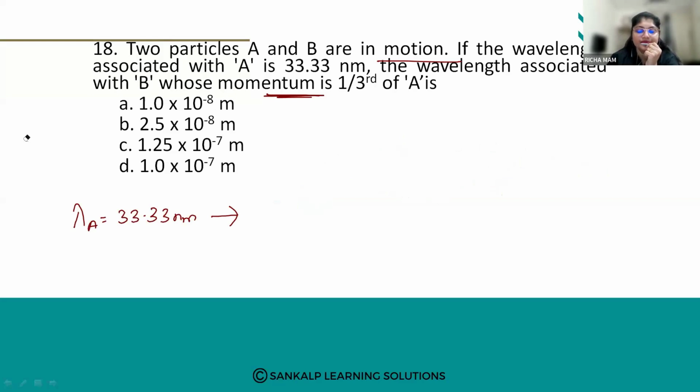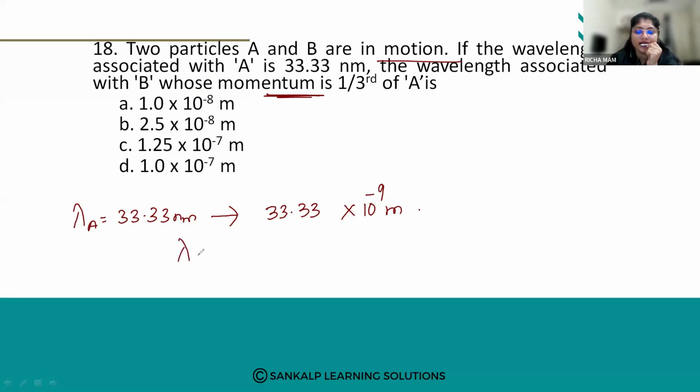When you are converting from nanometer into meter, you have to multiply by 10 raised to minus 9. So it is 33.33 into 10 raised to minus 9 meter.